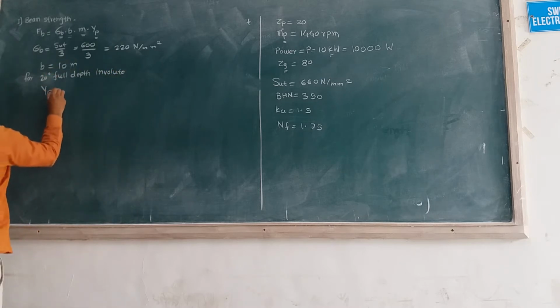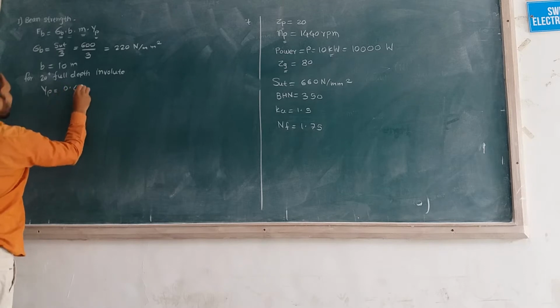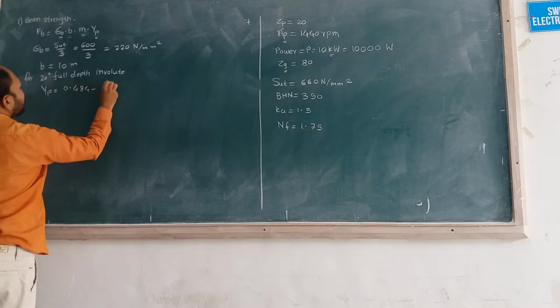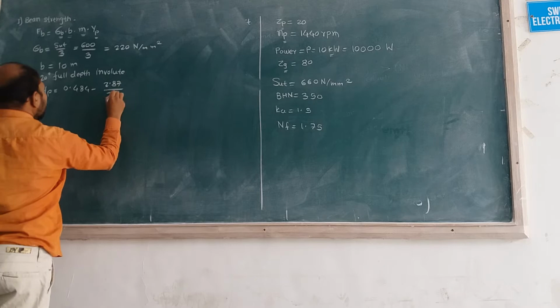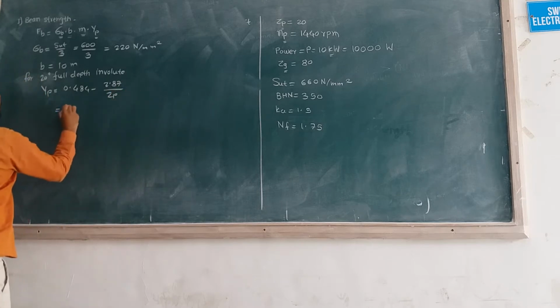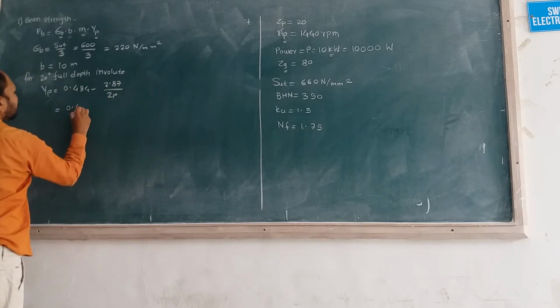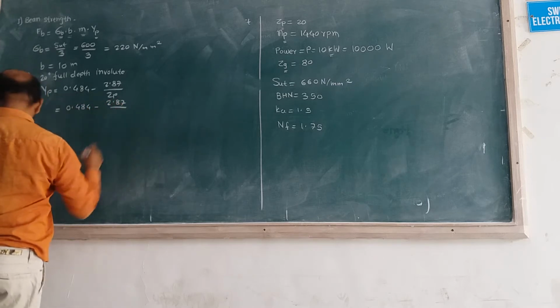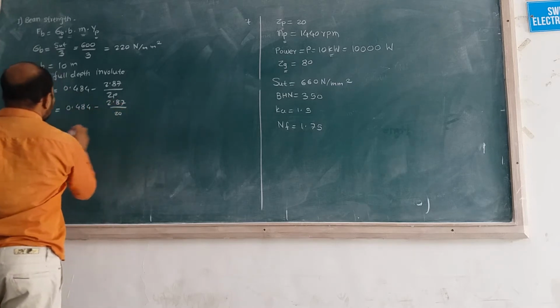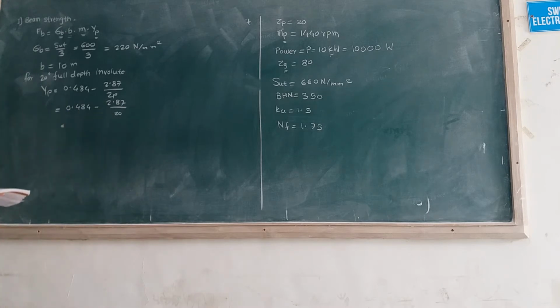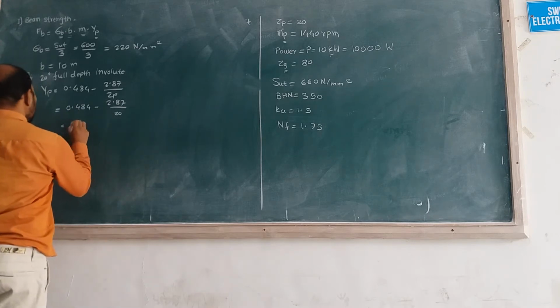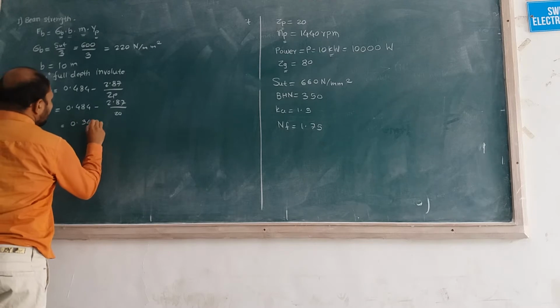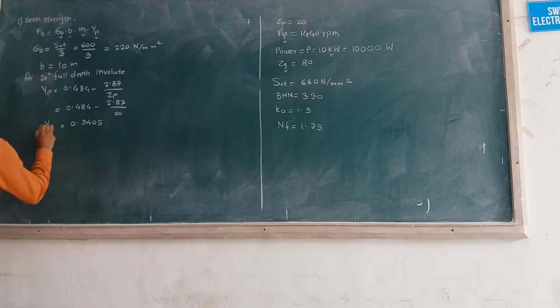Yp is equal to 0.484 minus 2.87 upon Zp. Substituting the value of Zp here, so 0.484 minus 2.87 upon Zp is 20. We calculate all these values, then we get the answer 0.3405. We get this value as Yp.